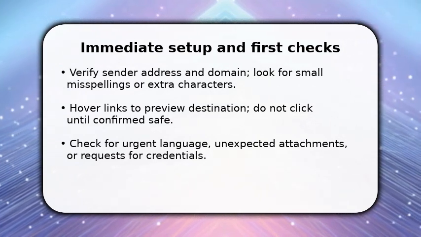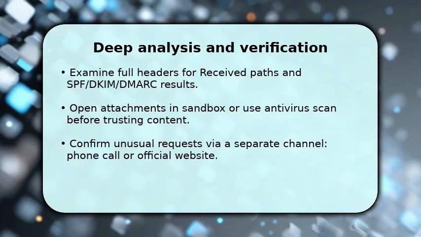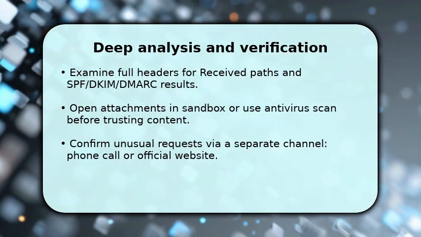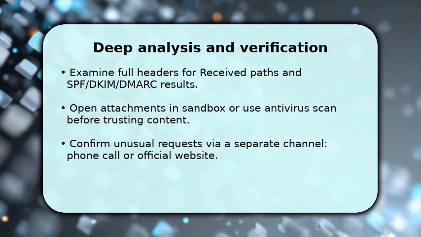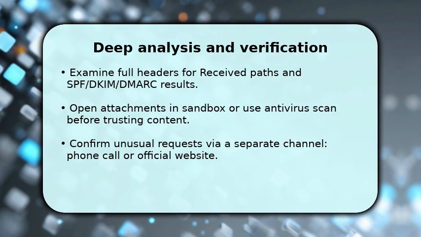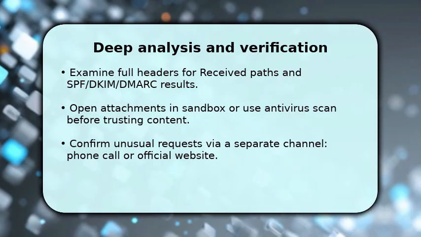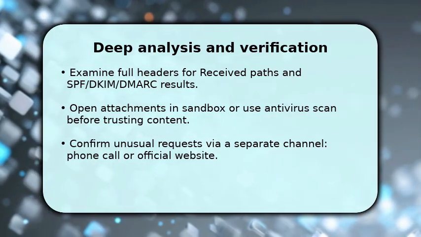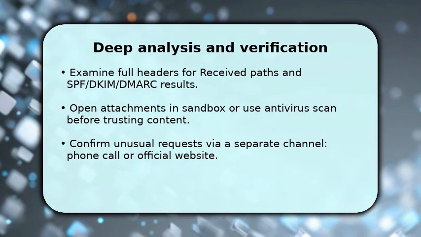You now dig deeper by viewing full headers to trace the message path and check SPF, DKIM, or DMARC results. These tell you if the sender is authorized. Once done, treat attachments and links as potential traps. Scan them in antivirus or open in an isolated environment.